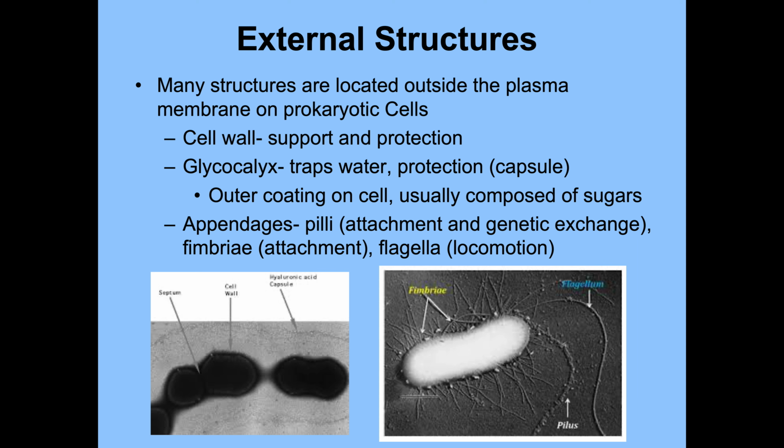Bacteria do have some unique external structures. They have a cell wall, which our animal cells do not. Plant cells do, but animal cells don't. They have a cell wall that they use for protection and support.